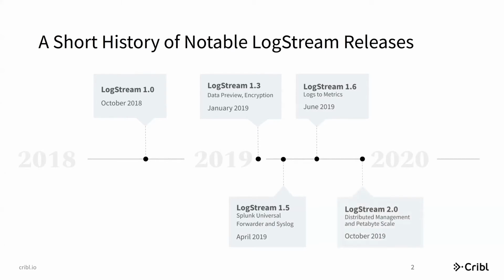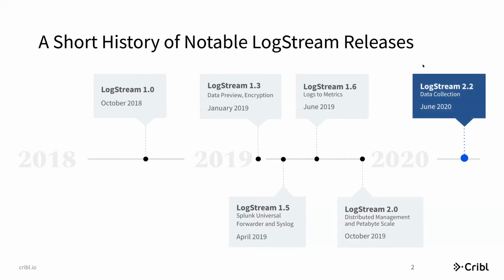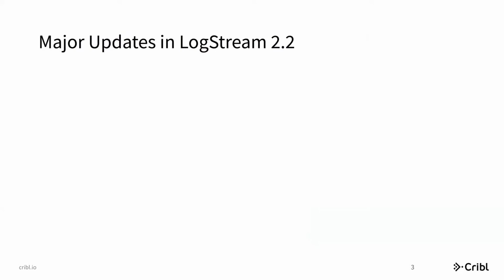2.0 was a huge release for us last October. That added our distributed management capabilities, with petabyte scale. So a single management console scales to massive data volumes. And then 2.2 adds support for data collection, which we'll be talking about, along with a number of management improvements.